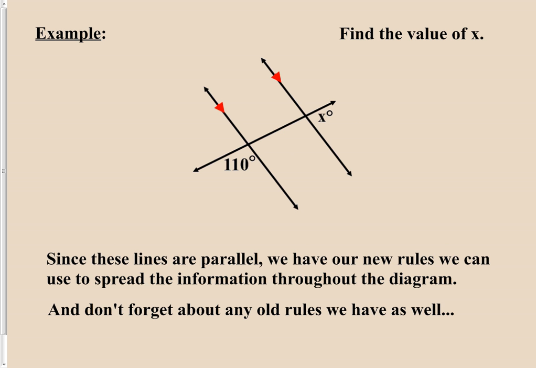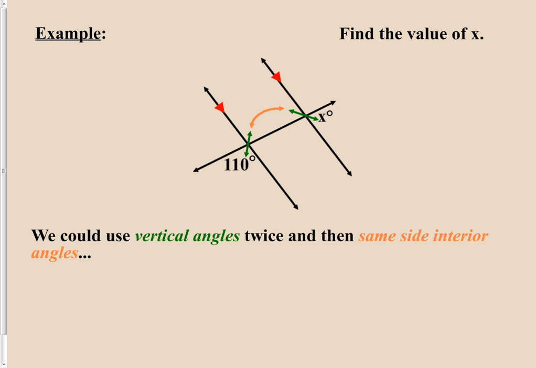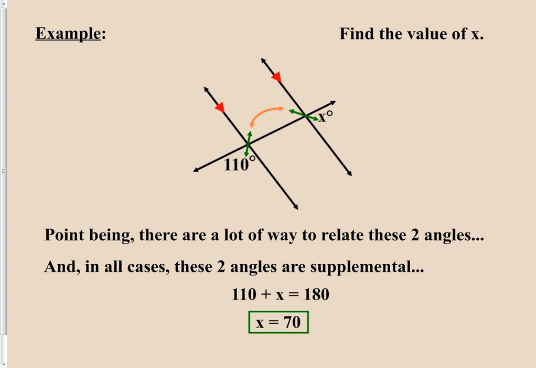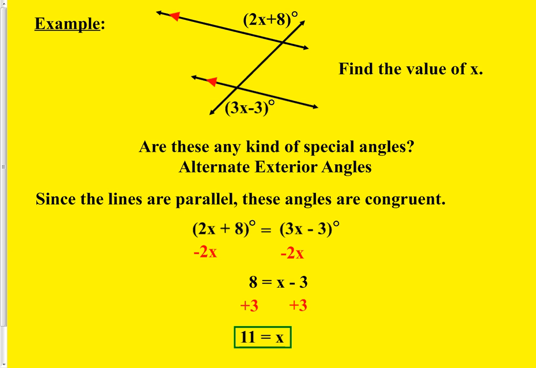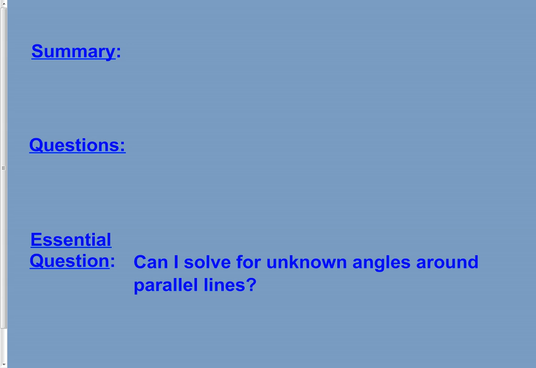Okay, the rest of this was looking at some diagrams. We talked about a bunch of different ways that we can move information throughout the diagram without messing things up, things like linear pairs and vertical angles and things like that, in order to be able to write an equation so that we could solve our problems. Okay, so you got to pay close attention, make sure you get the correct equation set up, otherwise you will solve for the variable incorrectly.